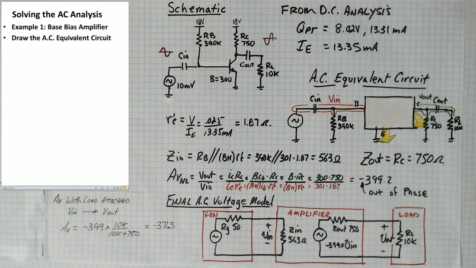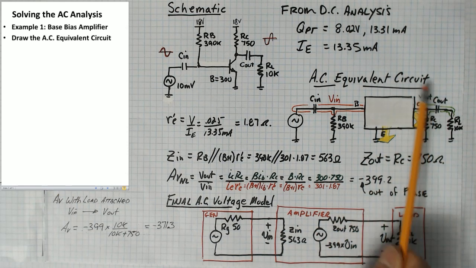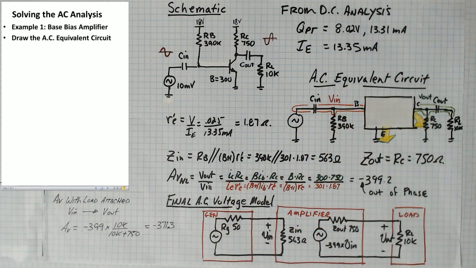First thing we want to do is draw the AC equivalent circuit. We talked about how to do superposition: if you want to know the impact of one voltage source, what you need to do is remove all of the other sources, which you do by shorting them to ground. We're going to do the same thing here in order to draw an AC equivalent circuit, which is just the AC voltages and currents.